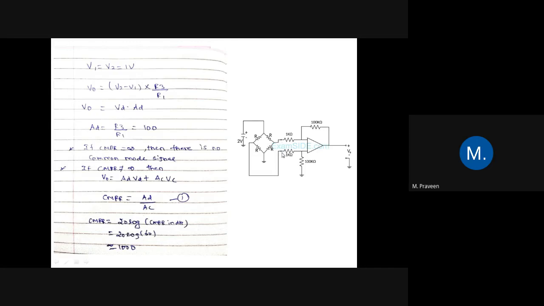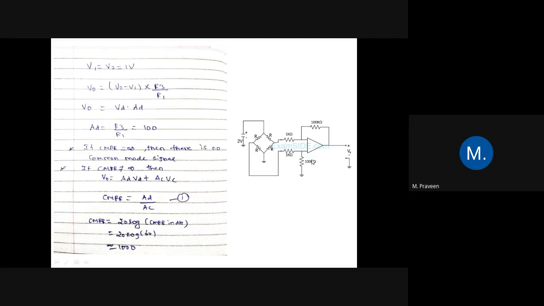Now this V1, V2 are the input to the second part. The second part is nothing but the differential amplifier. If you know the circuit diagram of the differential amplifier, then you can easily understand the concept. Here we have 1 kilo ohm, 1 kilo ohm. This is called R1. In the differential amplifier, this is the R1 resistance, and this 100K is called R3. This is a feedback resistance.